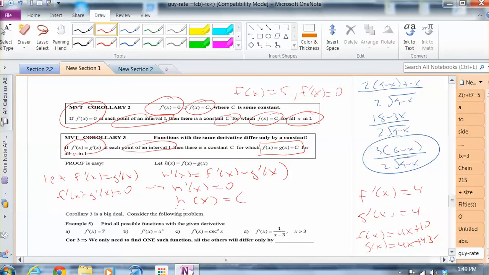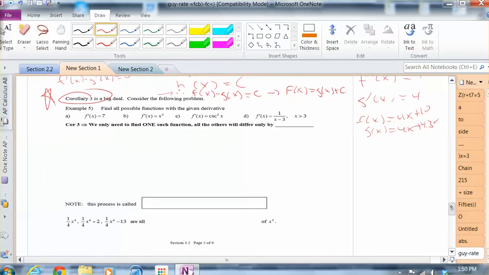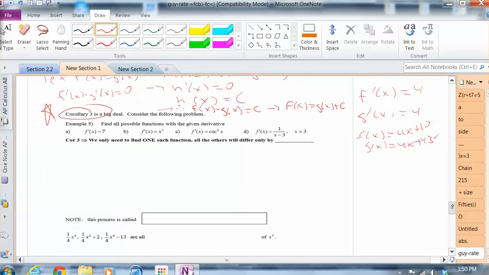So therefore, and I'm not sure if I've done this enough, but when you see three dots like that, that means therefore. It's a mathematical term. Therefore, f of x minus g of x would have to equal c, because h of x equals f of x minus g of x, or f of x equals g of x plus c. So this proof was pretty easy. And definitely this corollary is a big deal. This will set the tone for the second semester when we get to chapter 5. And I'll explain the term we're going to use for this process in just a couple minutes.